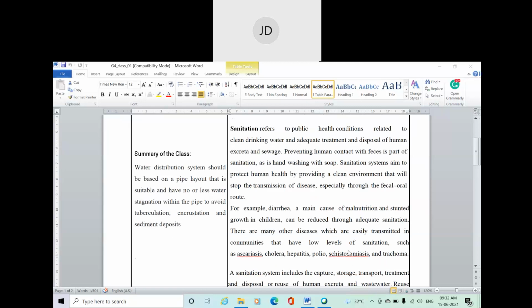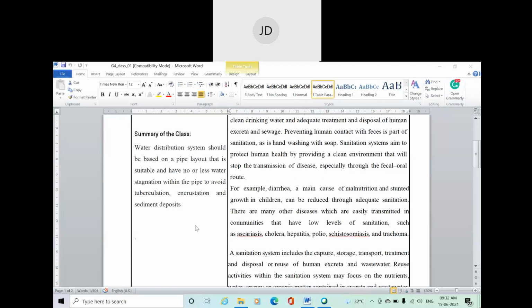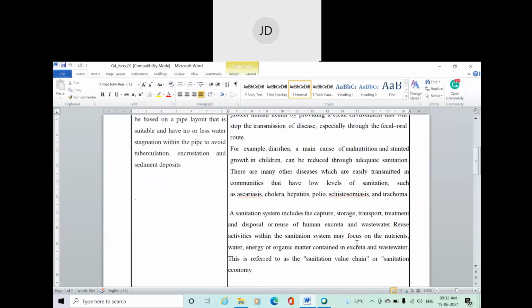Other diseases which may be easily transmitted in communities due to an unsanitation system, like diarrhea, cholera, all these are given here. Fine. So these are also some diseases which can be spread due to an unsanitation system. Fine. So when I say sanitation, in technical terms it includes different stages. The sanitation system includes the capture, storage, transport, treatment, and disposal or reuse of human excreta and wastewater.